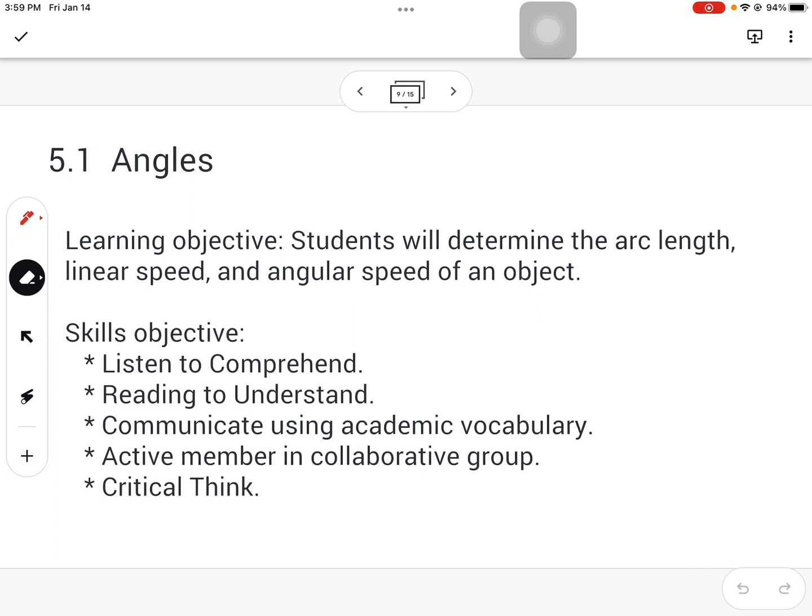All right, we are working in chapter 5.1 entitled Angles in your textbook. Our learning objective today is students will determine the arc length, linear speed, and angular speed of an object. So what I'm going to do is look at our Explore problem today, and keep in mind you do have the Jamboard in Google Classroom to look at as well.